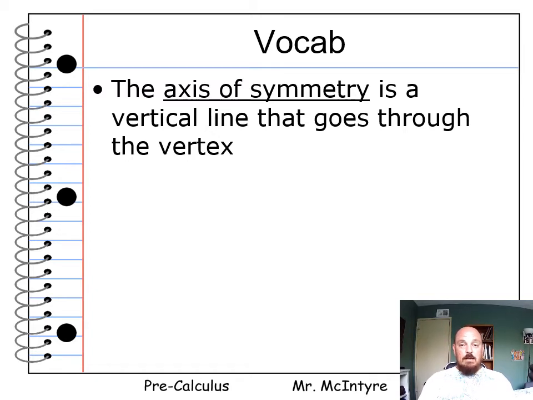Okay, here's another vocab term for you, axis of symmetry. Now the word symmetry, or for something to be symmetric, means the same. Now what we have with a parabola is what we call, it's like mirror image symmetry. Basically, if you take any parabola and cut it right down the middle, it's going to be exactly the same, like a mirror image on either side of that line. Now that line is called the axis of symmetry.